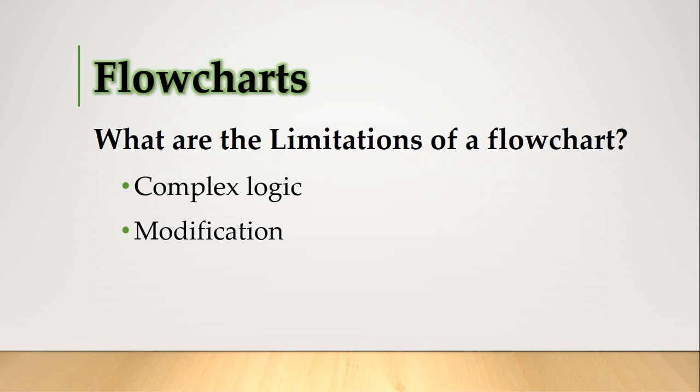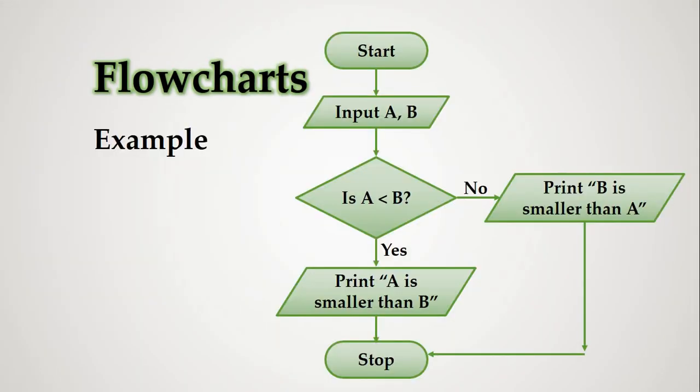Come on, let's see an example of a flowchart. This is the flowchart of finding the smaller of two numbers. First is the rounded rectangle. This is the start box. Next, input box. Here we give the input A and B.